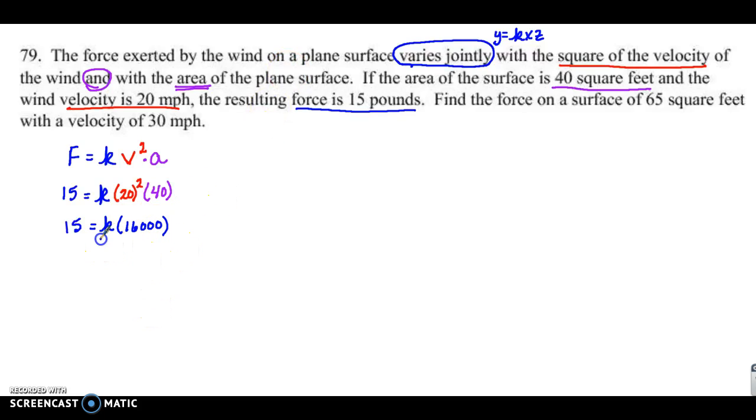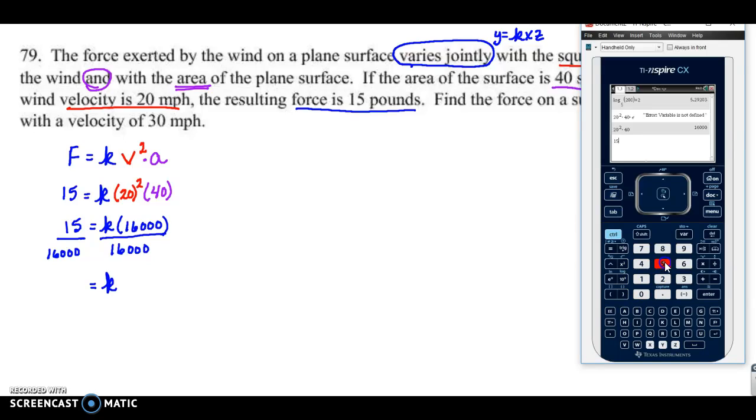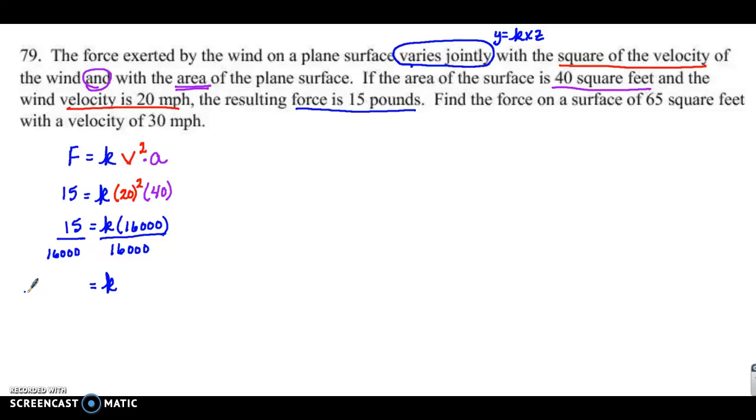With my 16,000, I can divide both sides by 16,000. When I divide, I'm going to have 15 divided by 16,000. You can either type in the 16,000 or you can do the control answer and it'll do the same thing. And it gives me a fraction. If you don't like the fraction, you can do control enter and it will turn it into a decimal for you. So we are approximately 0.0009375, and that's approximately K.